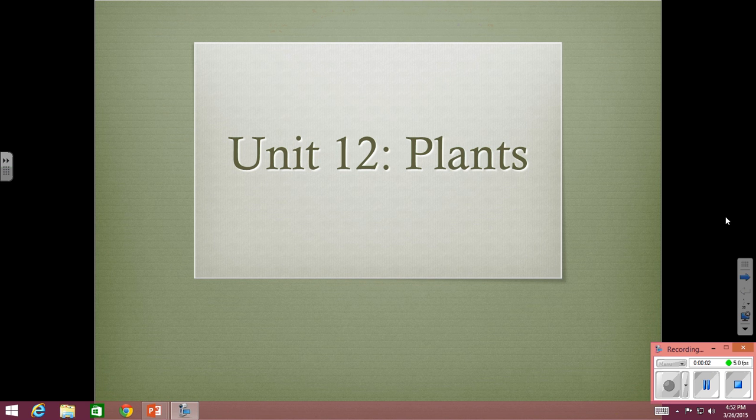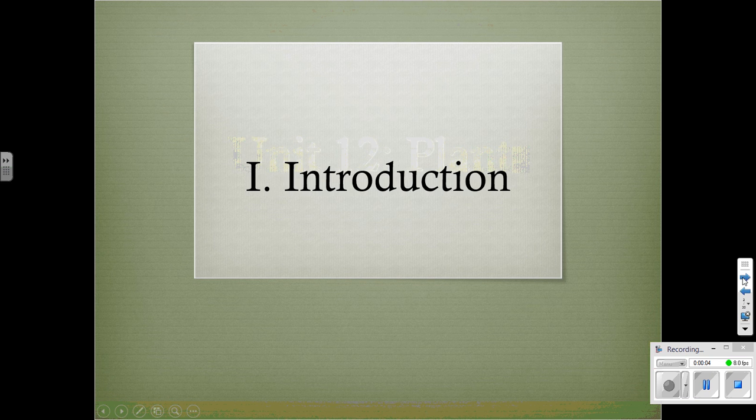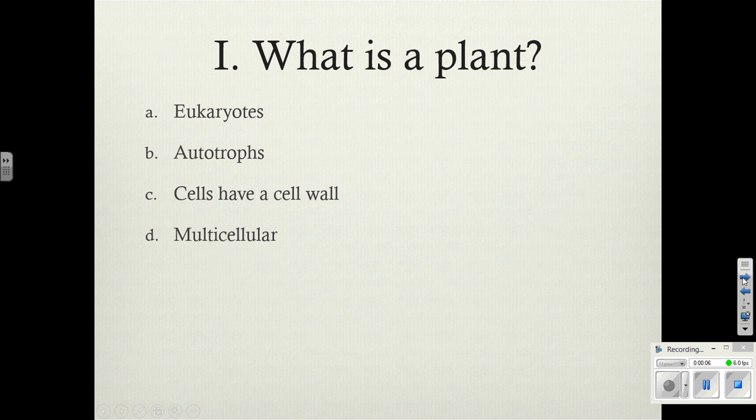All right, so this is Unit 12 talking about plants. So let's just review the plant kingdom a little bit. Remember that they're eukaryotes, meaning they have a nucleus. They're autotrophic, so they have to get their energy from the sun. And they have a cell wall, and they're multicellular. So their individual cells can't survive on their own.